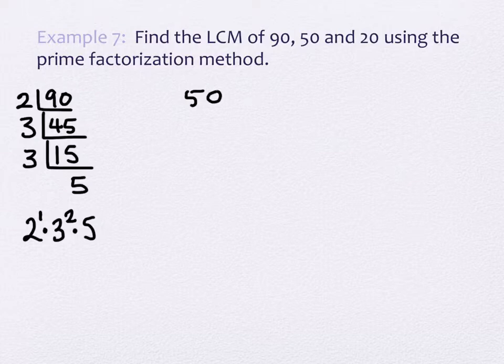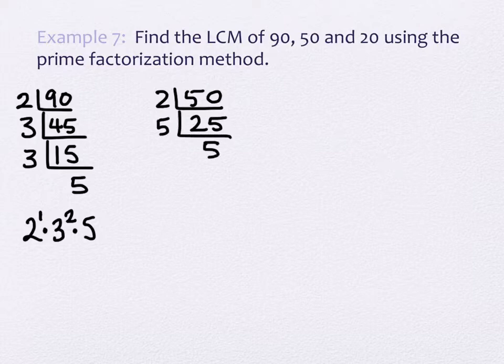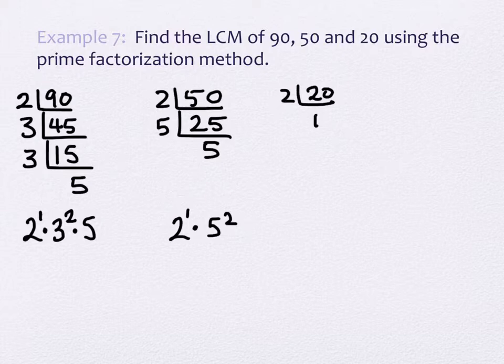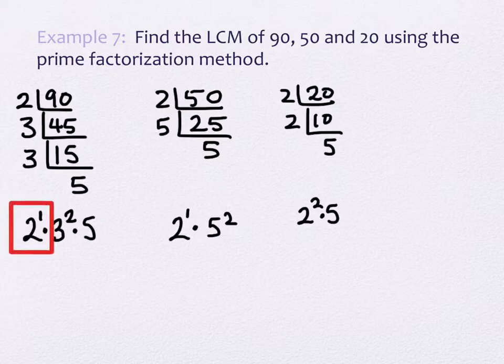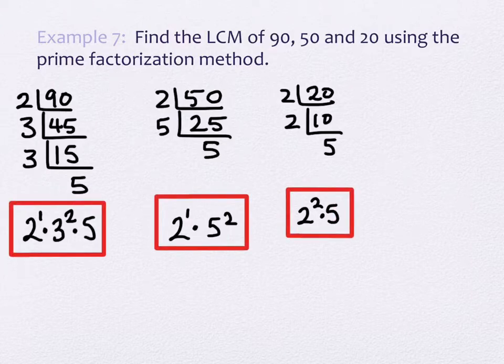Now we're going to do 50. So 50 divides by 2 to give me 25, which divides by 5 to give me 5. So on this one, we have 2 to the first, if you wish, times 5 squared. And the last one is 20, which divides by 2 to give me 10, then 5. So on this one, I have 2 squared times 5. So these three factorizations are where I am now.